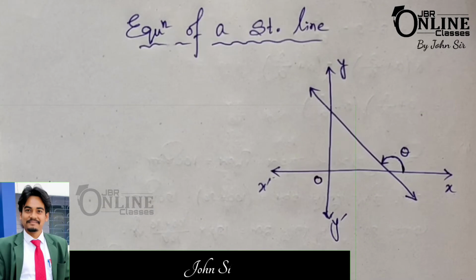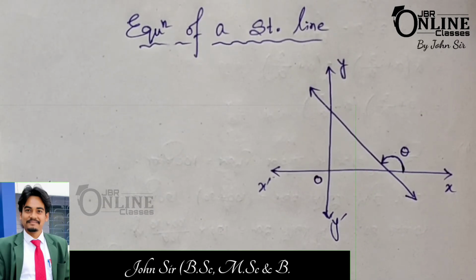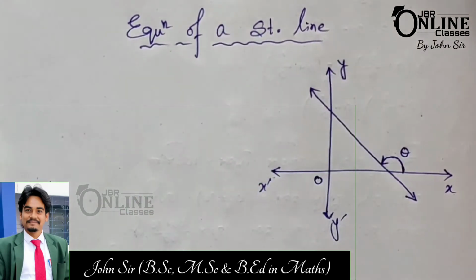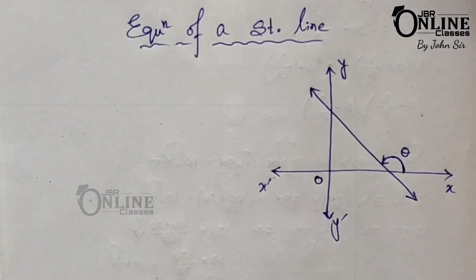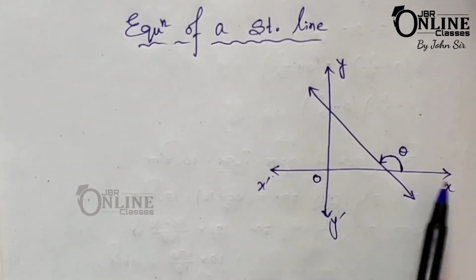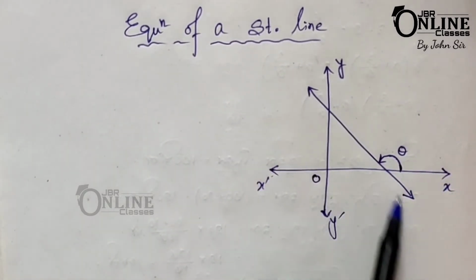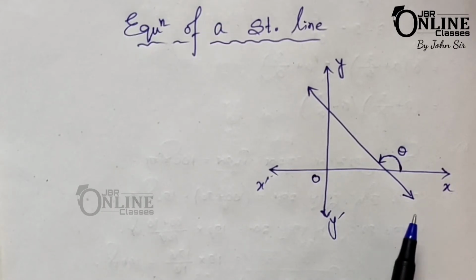Hello everyone. So today I am going to start a new chapter, equation of a straight line. First you have to know what is the inclination of a line. Suppose this is the y-axis and this is the x-axis. So this is a straight line. Now we have to know what is the inclination of a line.